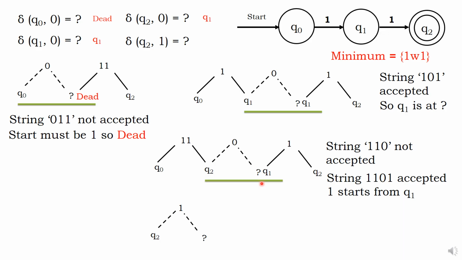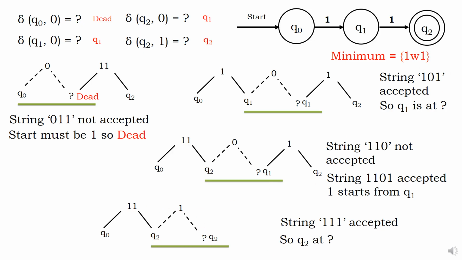Q2, 1, what happened? Who is before Q2? 1, 1. Who is after Q2? Nothing is there. Is the whole string accepted? Accepted, because starting 1, ending 1. Accepted means the last should be Q2. The final state is Q2. Answer is Q2. So, all answers are ready.